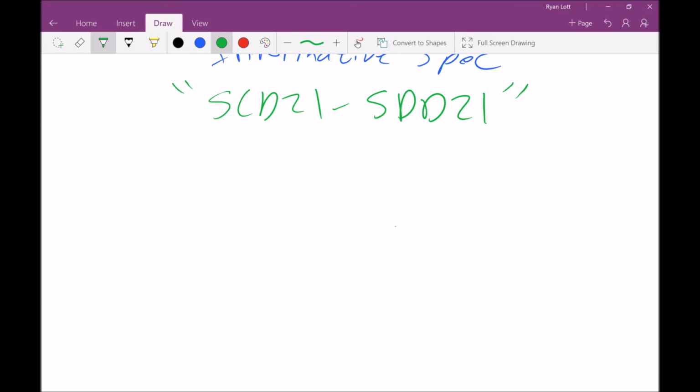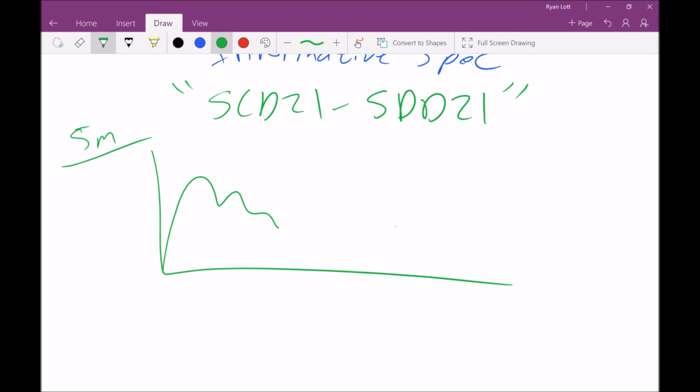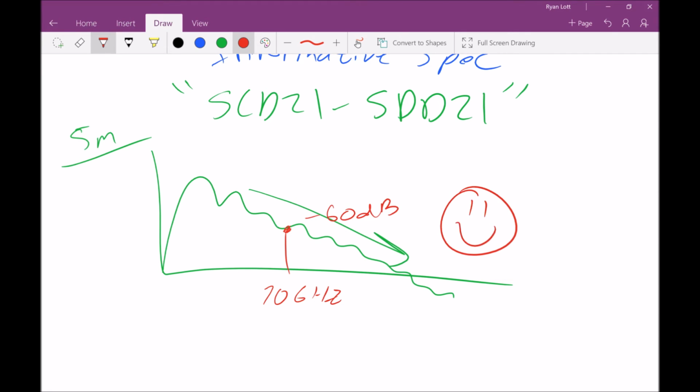So what I mean by that, let's say we're measuring a cable assembly. It's a 5-meter cable. Our mode conversion may look something like this. You'll notice it goes down as we go to higher and higher frequencies. That's because there's more and more loss. So let's say you're at 10 gigahertz and your level is, let's say, minus 60 dB. You think, oh boy, that's amazing. I have really low mode conversion and this is great.